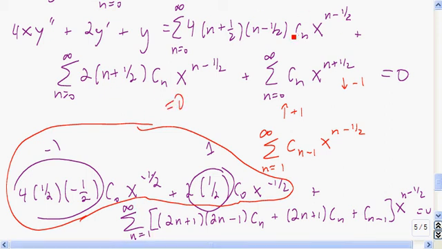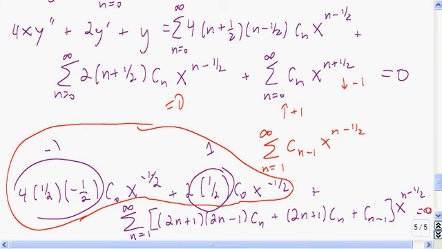And then I have the sum from 1 to infinity of all of these summands. So I went ahead and took this 4, split it up into 2 times 2. So I put one 2 into the first, so 2n plus 1. And I put the other 2 into the second, 2n minus 1, c sub n. Then here I took the 2 and distributed it, 2n plus 1, c sub n. And then here we've got our c sub n minus 1, and all of those times x to the power of n minus a half. Okay, and that equals 0.